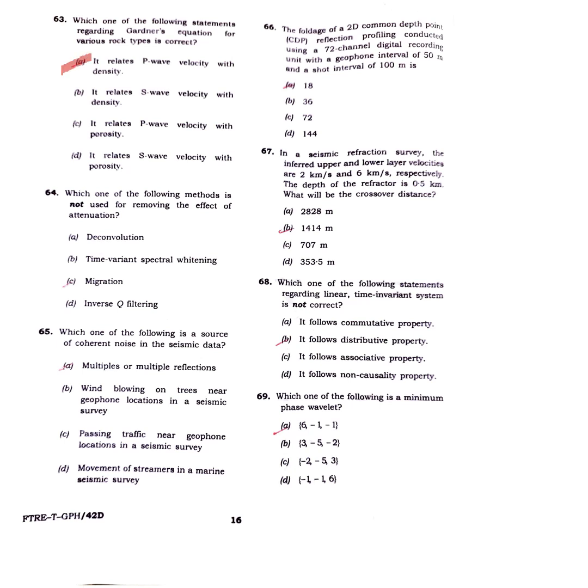Which one of the following methods is not used for removing the effect of attenuation in migration? Which one of the following is a source of coherent noise in the seismic wave? Multiple reflection. The folding of a 2D common depth point reflection profiling conducted using 72 channel digital recording unit with a geophone interval of 50 meters and a shot interval of 100 meters is 18.